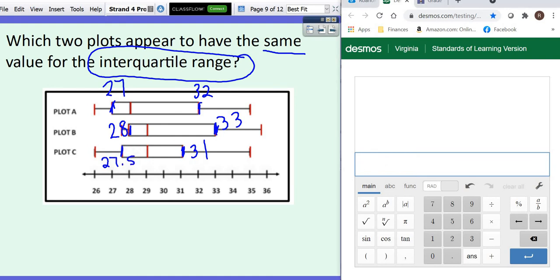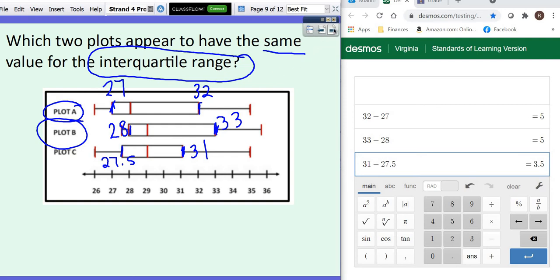So to find the interquartile range, we're just going to do some subtraction. 32 minus 27 is 5. Let's go to the next one. We got 33 minus 28 is also 5. I think we've got our answer. And finally, we've got 31 minus 27.5, which is 3.5. So which 2 appear to have the same interquartile range? That would be A and B.